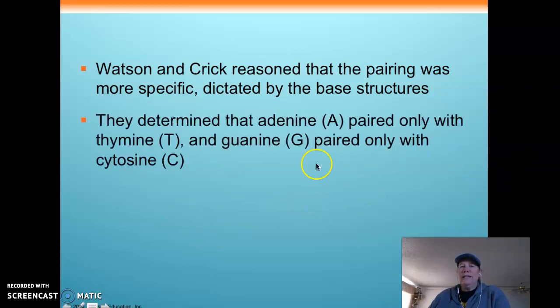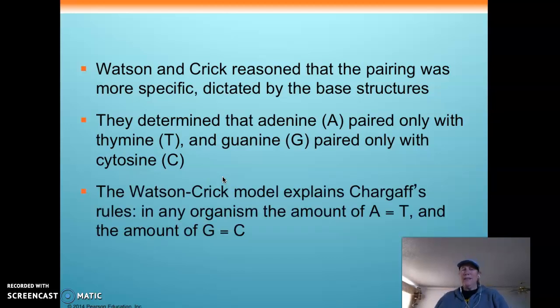They determined that adenine and thymine went together, and guanine and cytosine. This wasn't because of their work. This is because of Chargaff's work. Remember, we talked about him. He's the one that figured out that in living organisms, the amount of adenine and the amount of thymine are always the same, and the amount of guanine and cytosine are always the same.